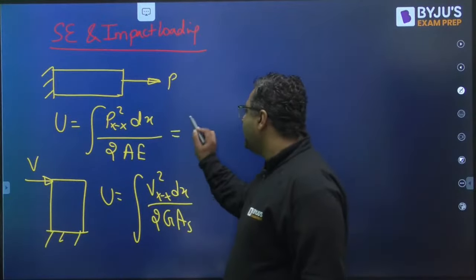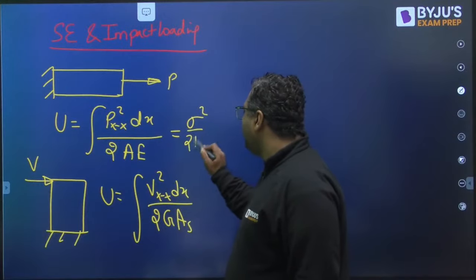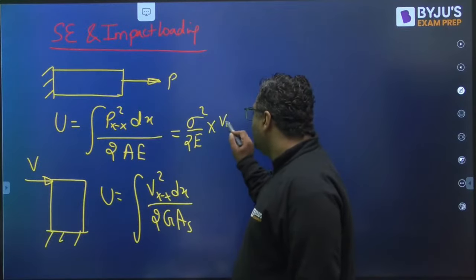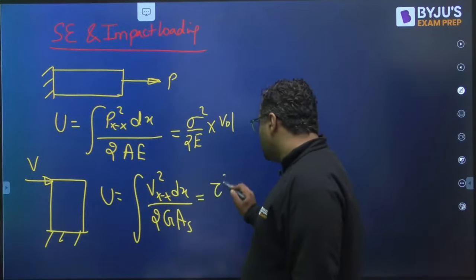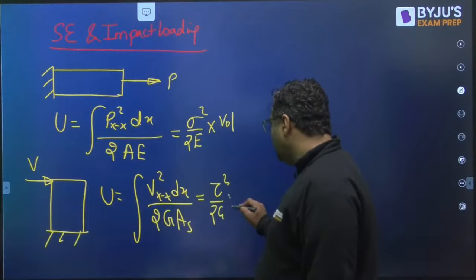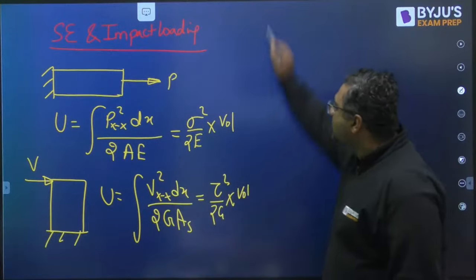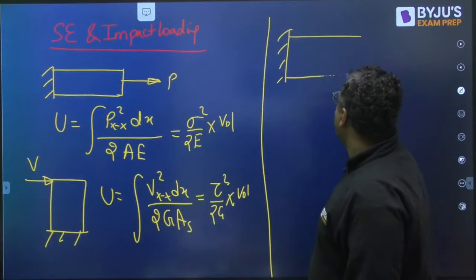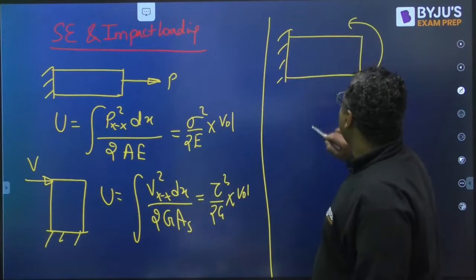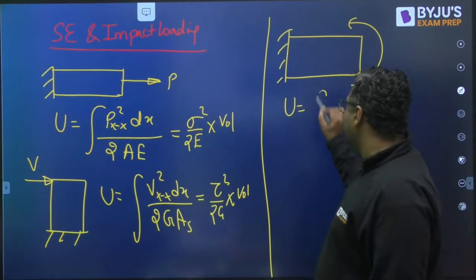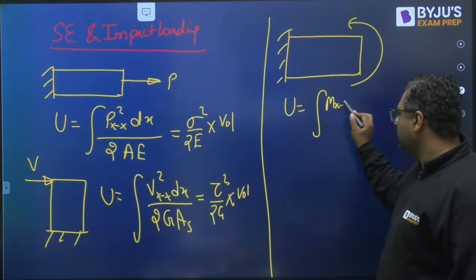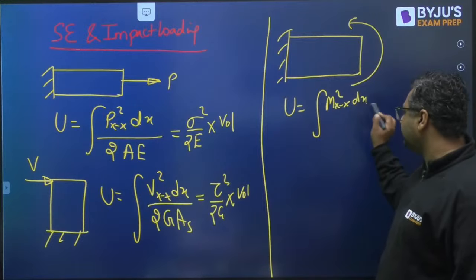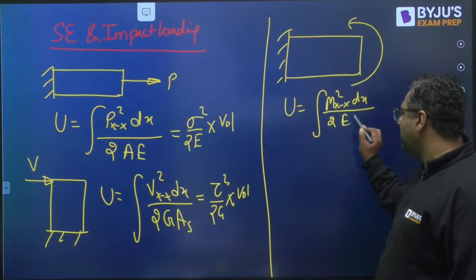You can also write it as sigma square upon 2E into volume. You can also write it as tau square upon 2G into volume. Similarly, if we are going to have a member under bending, then the strain energy will be given as integration Mxx square dx upon 2EI.